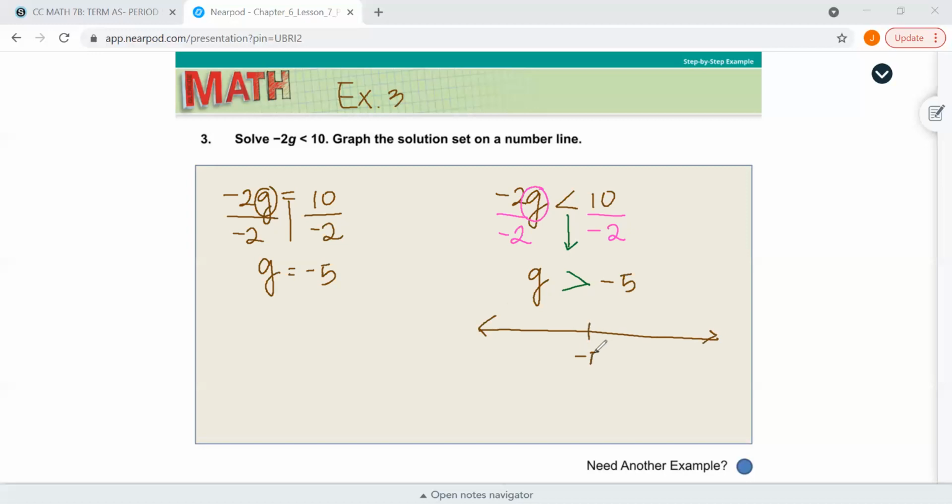So -5 here, -4, and -6. Do not have equal sign, that means open circle, does not include -5 for the solution set, and G is greater than -5 means this side, because -4 is greater than -5, okay?